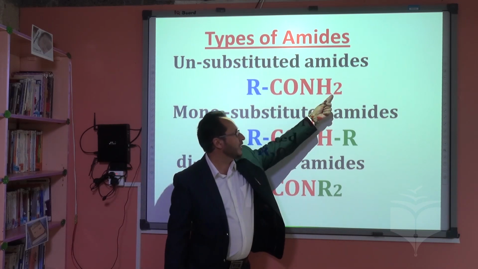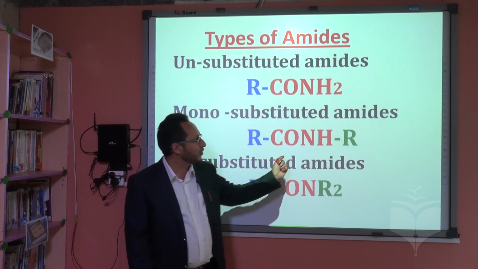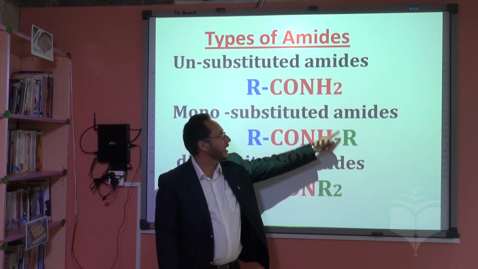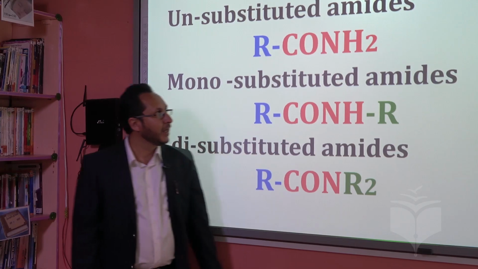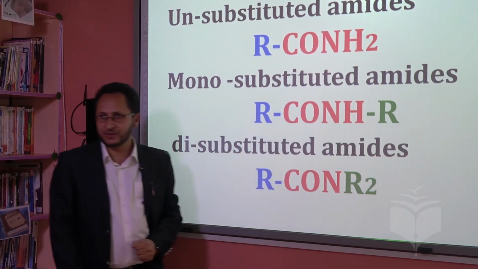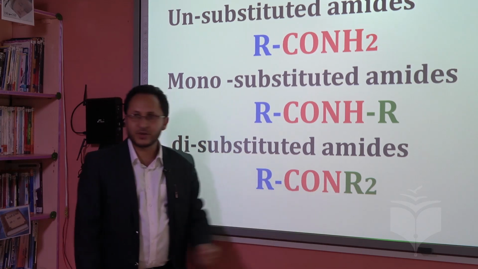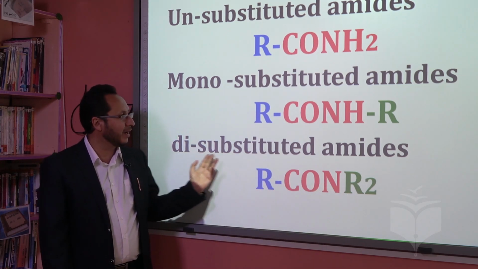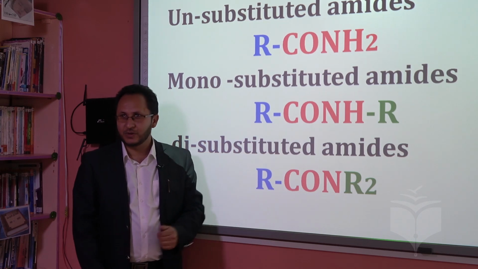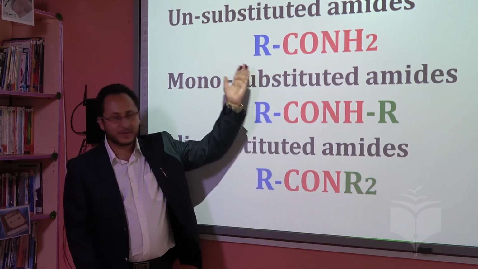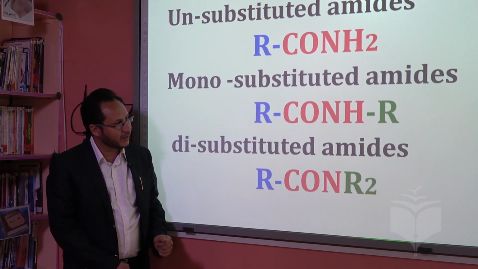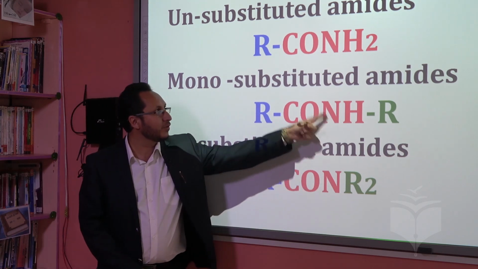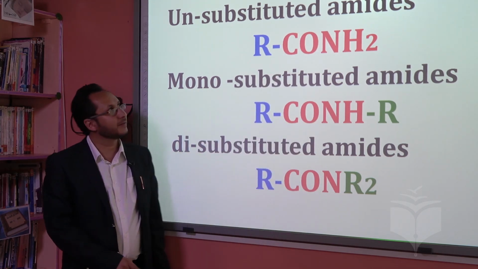If you replace one hydrogen atom by an alkyl or aryl group, you will get the monosubstituted amide. If you replace two hydrogen atoms by two alkyl or aryl groups, we will get the disubstituted amide. So we have three classes of amides: unsubstituted amide, monosubstituted amide, and disubstituted amide. You have to focus on this functional group for the amides.